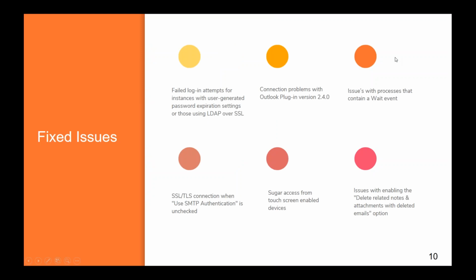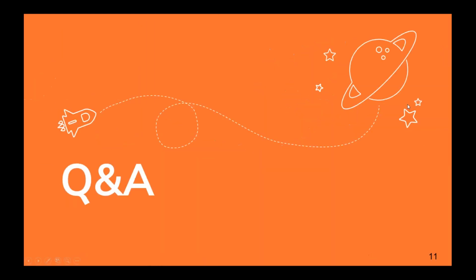So, always bug fixes. Always moving forward with bug fixes. That's good. And there are a lot more than this. This is really a big one, actually. Issues with processes that contain a wait event. So this is an enterprise and not process author. Oops.